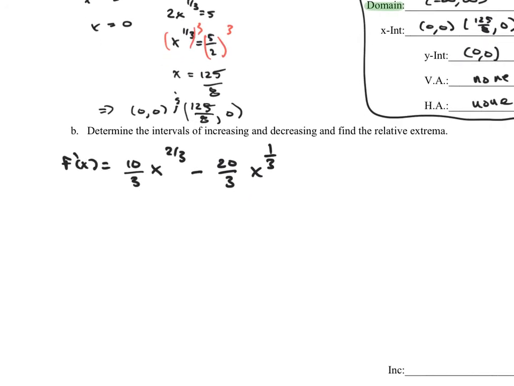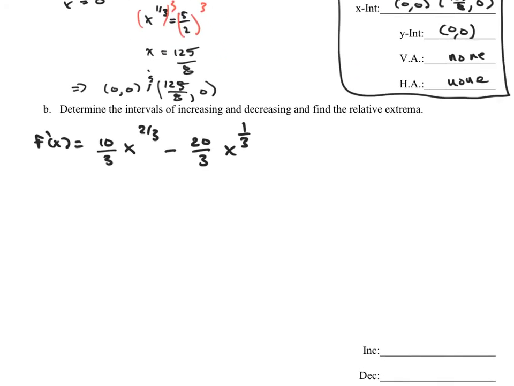So my derivative that I'm getting is 10/3 x to the 2/3 minus 20/3 x to the 1/3. That's going to be the version that I use to find the second derivative, but in order to find the critical values, I want to factor this. If I factor this, I notice that I can pull a 10/3 out of both.